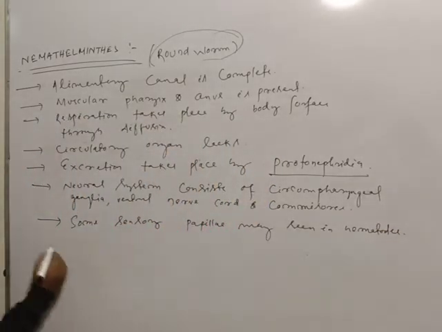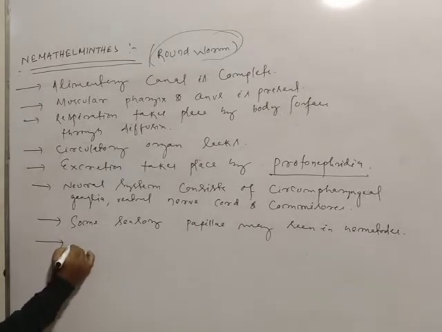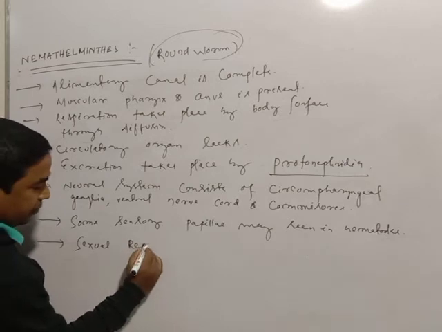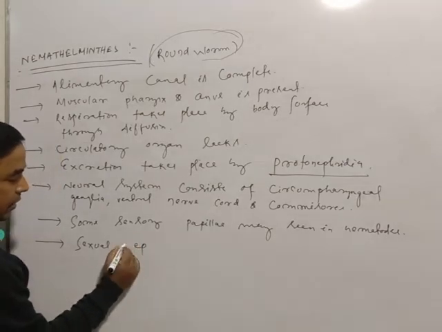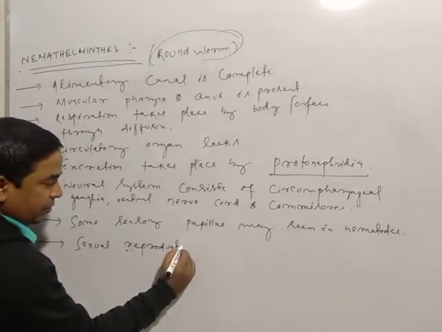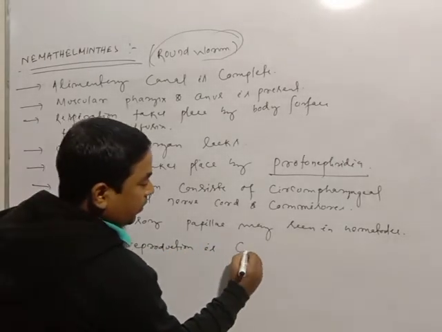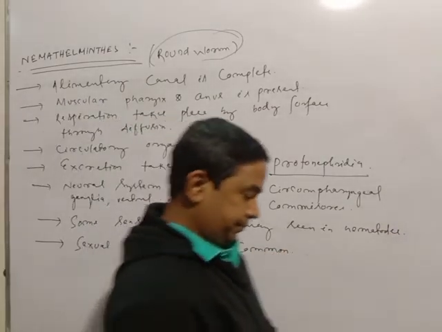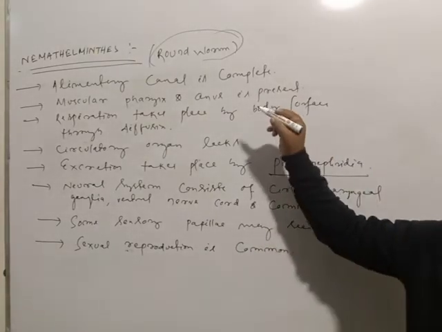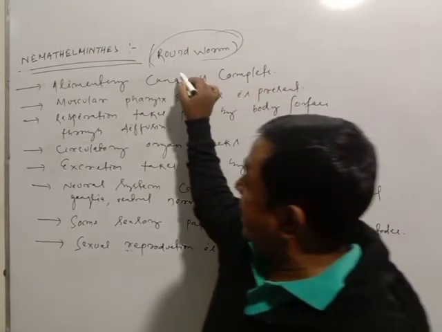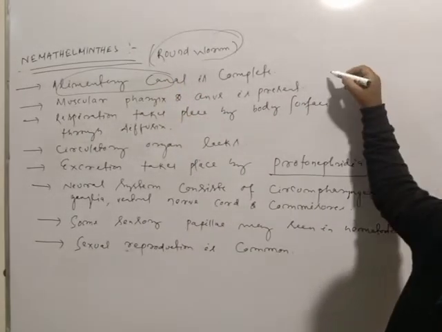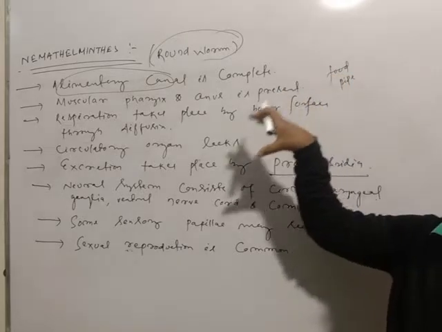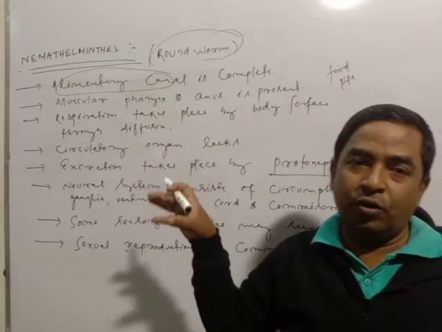Next, sexual reproduction is common. See, the alimentary canal is complete. Alimentary canal, also called your food pipe or GI tract, gastrointestinal tract.